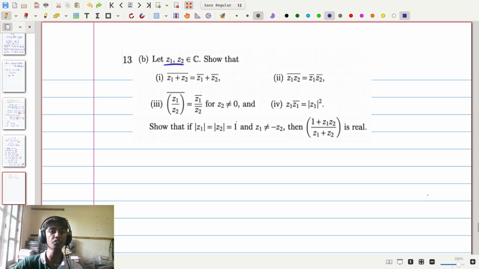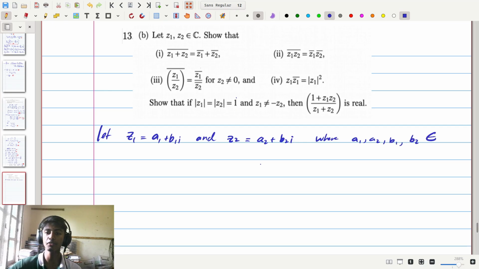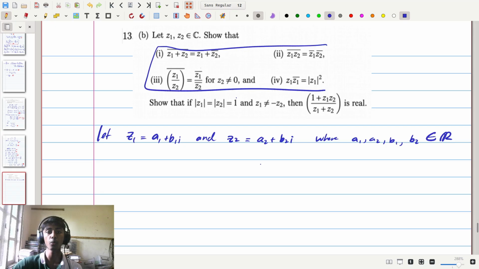start by defining Z1 and Z2 in the form A plus Bi. So I'm going to say, let Z1 equal A1 plus B1i and Z2 equal A2 plus B2i, where the values A1, A2, B1 and B2 are all elements of the real numbers. Now, the reason I'm defining Z1 and Z2 in this format is because it becomes much easier to prove each of these identities with this format.